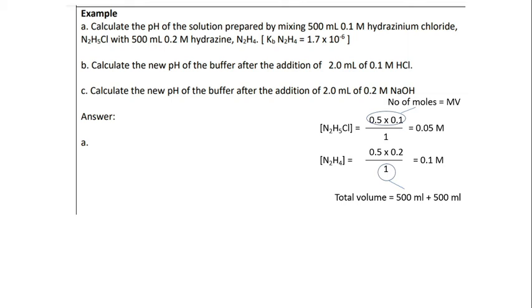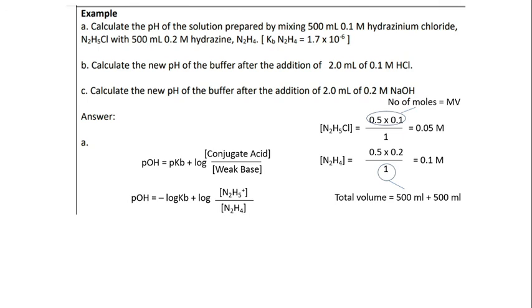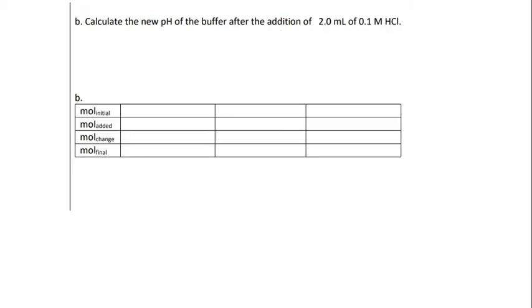Next, we use the formula pOH equal pKb plus log conjugate acid over weak base. Substitute the value and we will get the pOH equal to 5.47. Using the formula pH equal to 14 minus pOH, we will get the pH is 8.53. For question B, calculate the new pH of the buffer after the addition of 2 ml of 0.1 molar HCl.